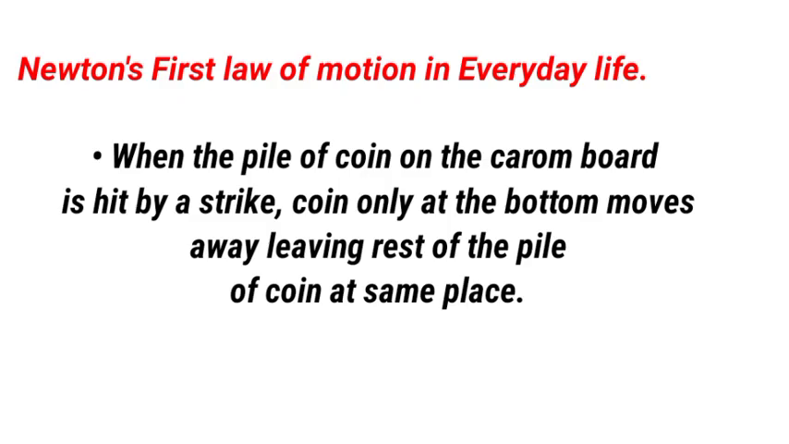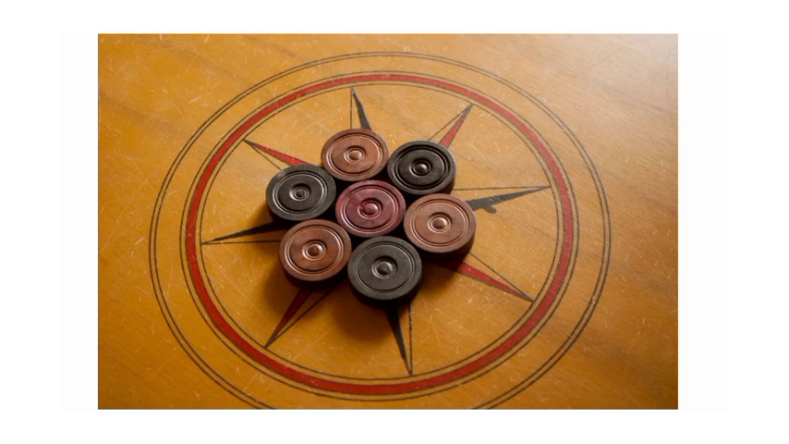Now suppose here is a carom board where a pile of coins is there. When the pile of coins on the carom board is hit by a striker, only the coin at the bottom moves away, leaving the rest of the pile of coins at the same place. This happens because when the pile is struck with a striker, the coin at the bottom comes in motion while the rest of the coins in the pile have the tendency to remain at rest, and they fall vertically on the carom board and remain at the same place.